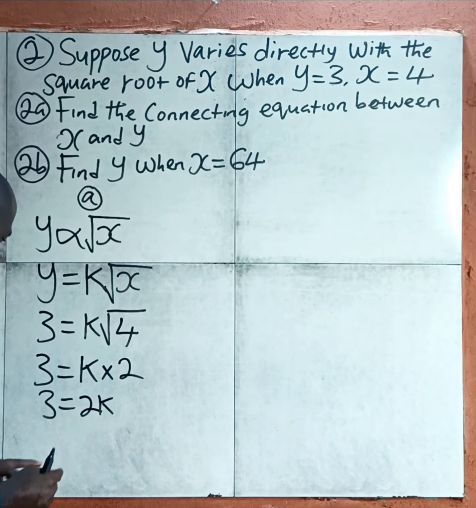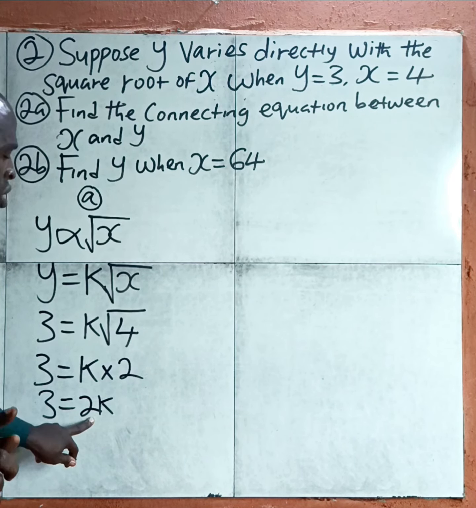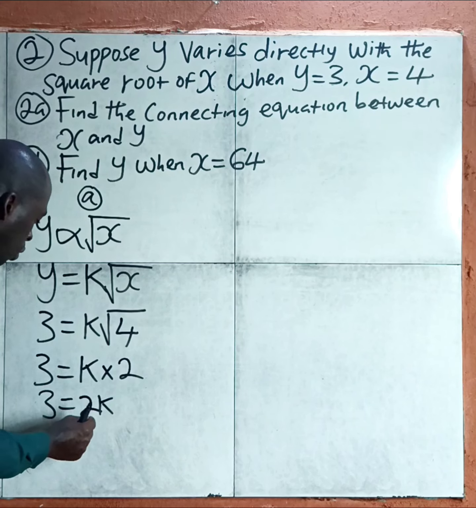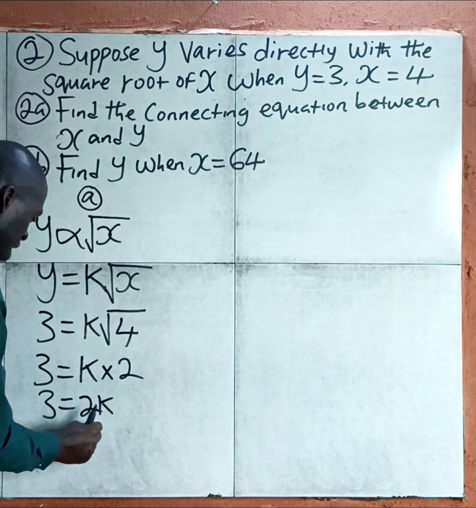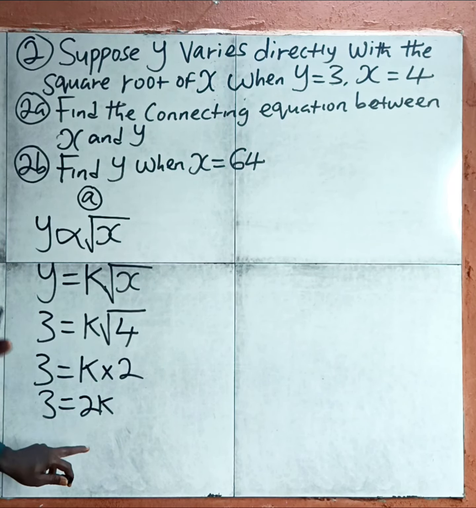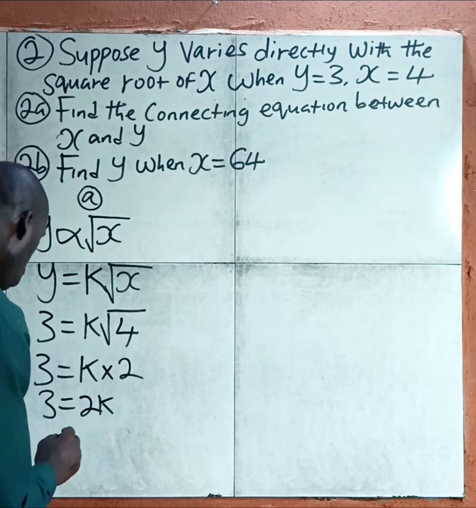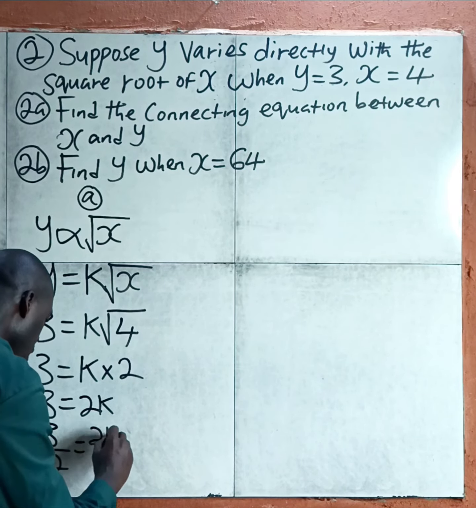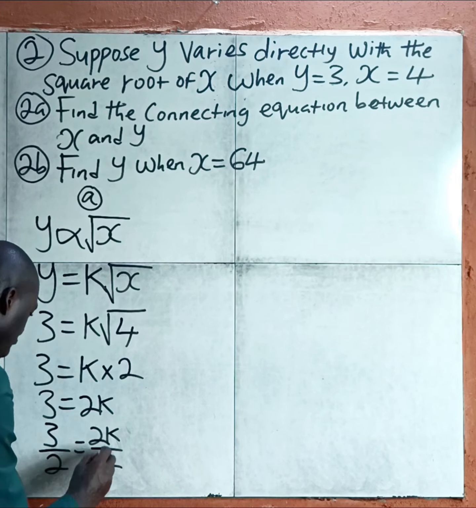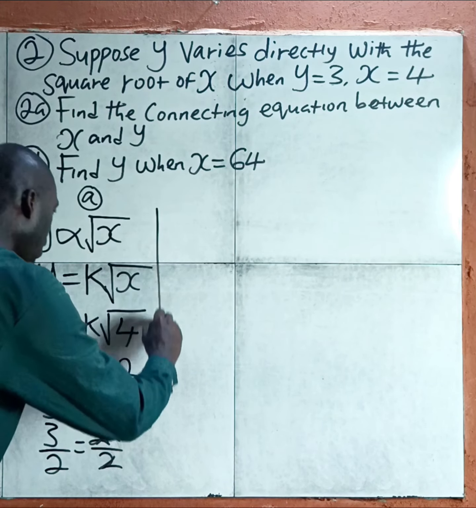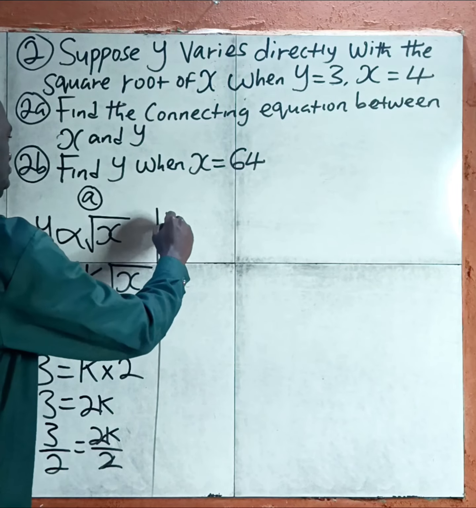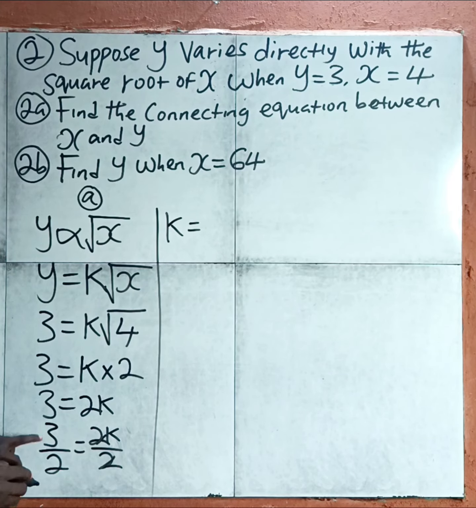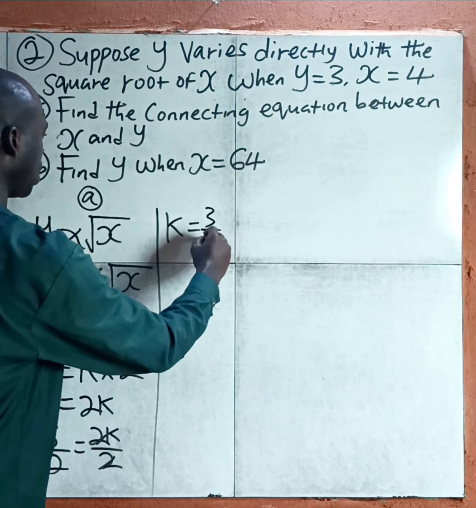From this angle, what am I simply going to do? We are going to divide both sides by the coefficient of k. What that means is that we are going to divide both sides using the number in front of this k. And what is the number in front of the k? The number there is 2. So it's going to be 3 divided by 2 is equal to 2k divided by 2. At the end of the day, if we cancel that, we are going to have k equal to 3 over 2. So this is our constant.